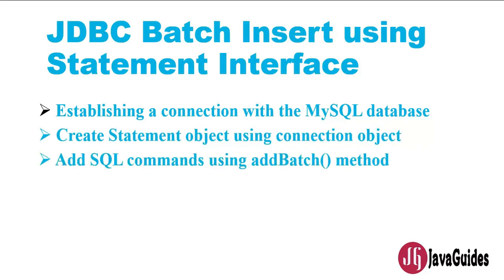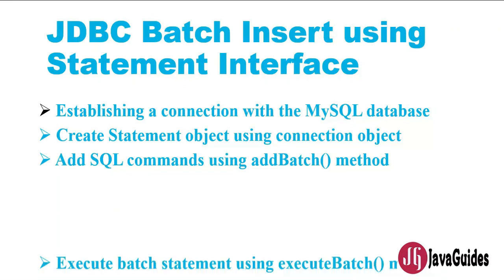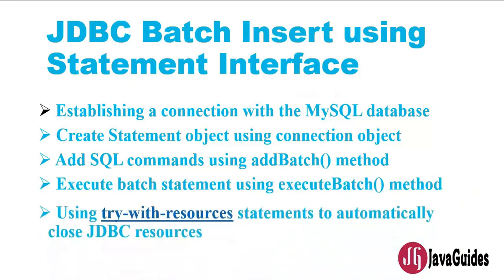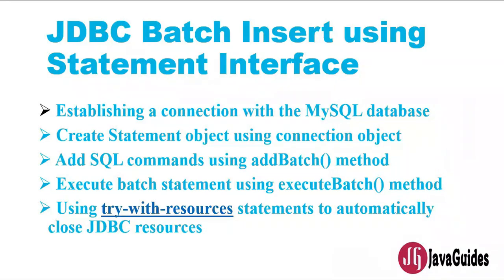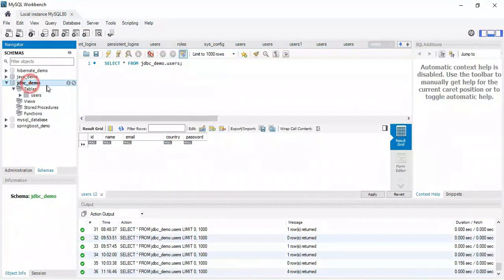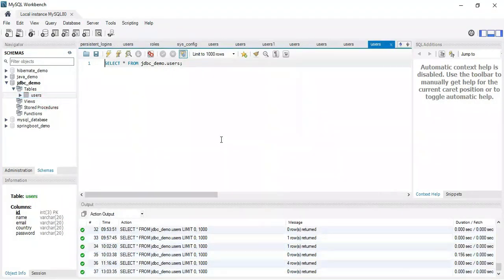First we establish a connection with the MySQL database, then we create a statement object, then we add commands using the addBatch method, and we execute the batch statement using the executeBatch method. We'll be using try-with-resources statements to automatically close JDBC resources. Here you can see I have already created a jdbc_demo database, and I have also created a users table in the jdbc_demo database.